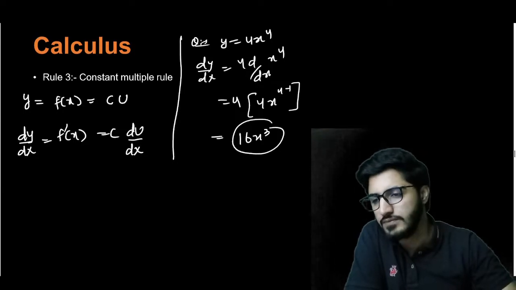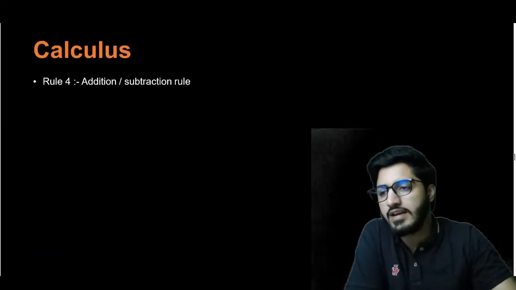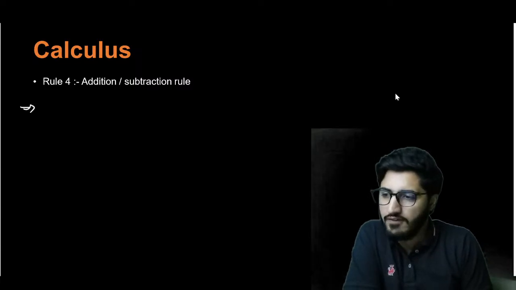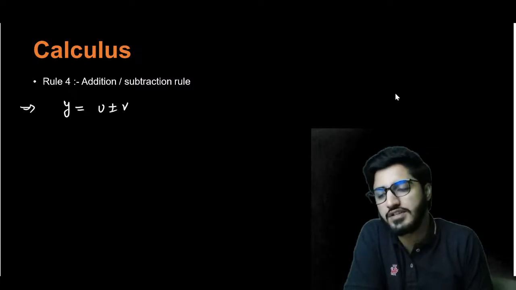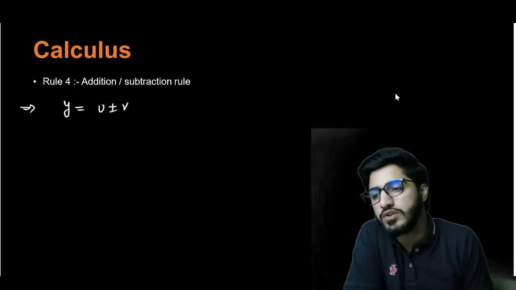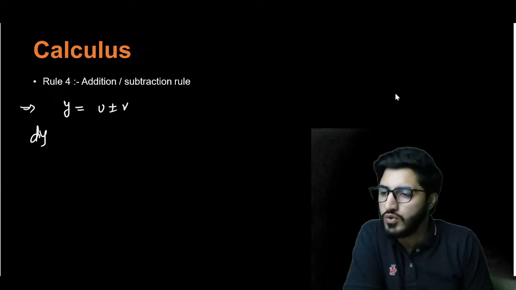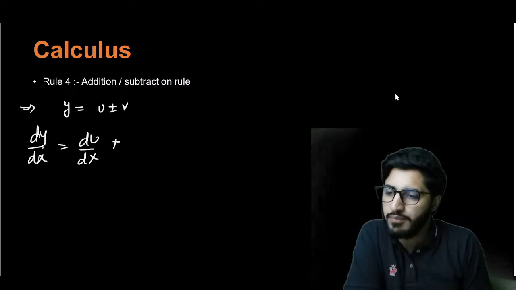Clear? 4. We are having addition and subtraction rules. Suppose we are having y, and y is u plus minus v. Plus is addition, minus is subtraction, and u is also a function of x, v is also a function of x. How can we do it now? So dy by dx, take du by dx plus minus dv by dx.